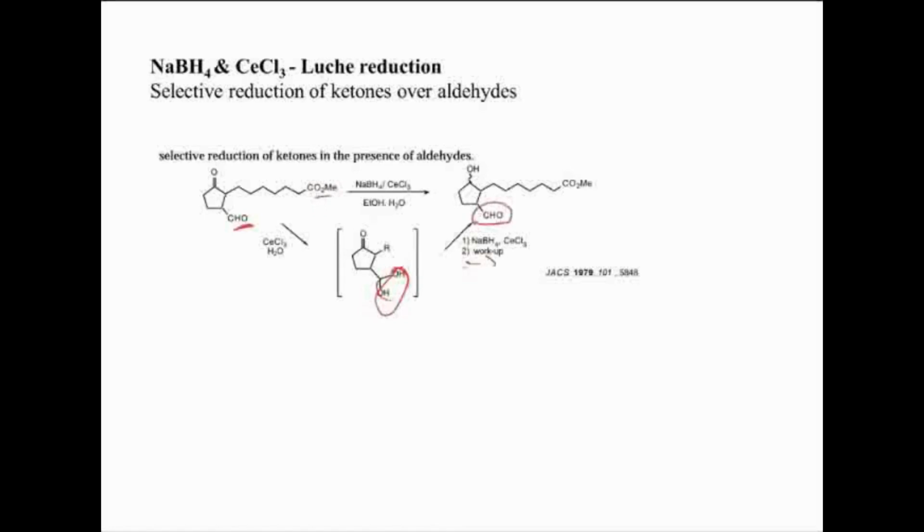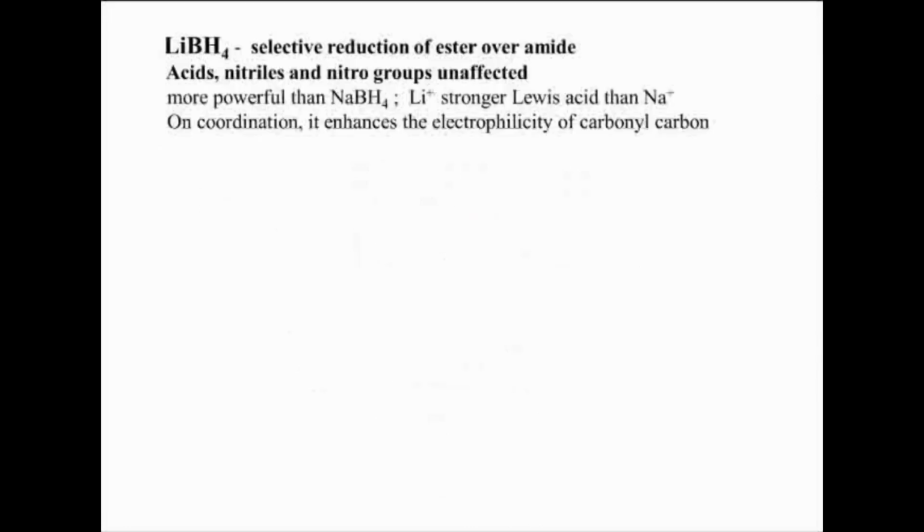So sodium borohydride with cerium chloride is useful for selective reduction of ketone in the presence of aldehyde. So this is another example. You can see only the ketone is reduced to alcohol.